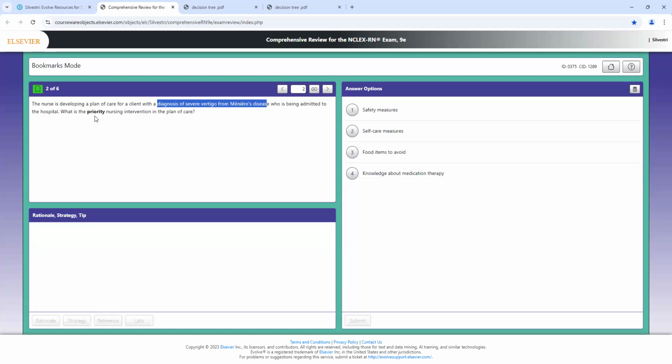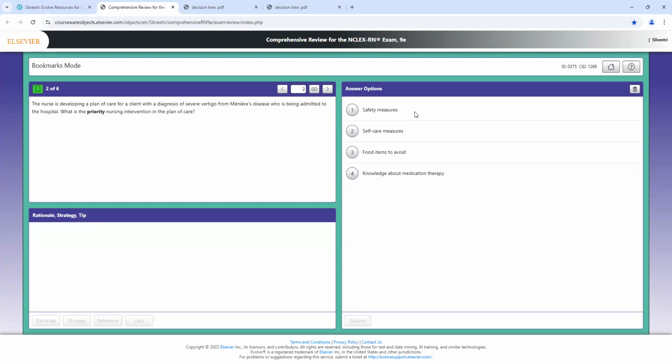That is our topic. What's our priority, right, for Meniere's disease with severe vertigo? That's all we're looking at, okay? So let's go down through our answer choices. We have safety measures, self-care measures, food items to avoid, knowledge about medication therapy. Okay, so we ask, are these assessment or are they implementation? Safety measures, no. Self-care measures, no. Food items to avoid, no. Knowledge about medication therapy. None of these are assessment or implementation, right? The nurse isn't assessing anything, and she's not doing an intervention for anything right here.